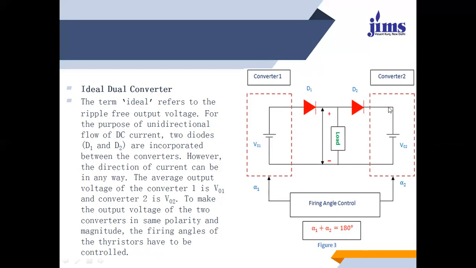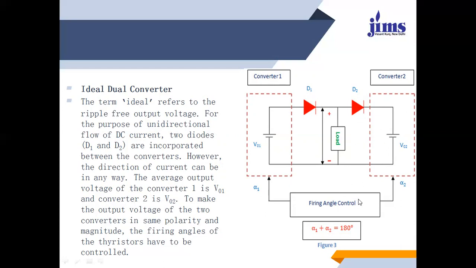So the direction of the diode will be towards this one. So it will allow the supply to move towards the VO2, and it will complete the path. One path will be completed with this one, and another path will be completed by this one. So if the load is possible to deliver the supply, then the supply is moving under this load.